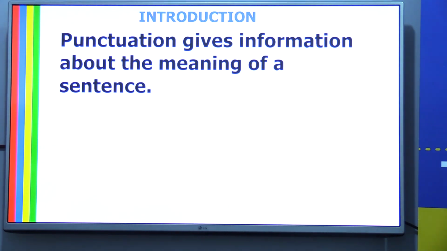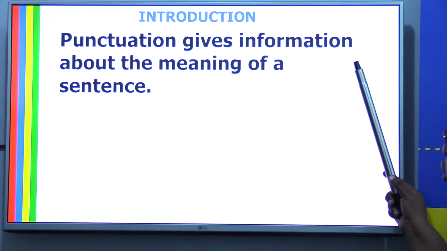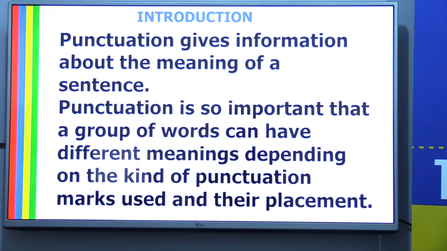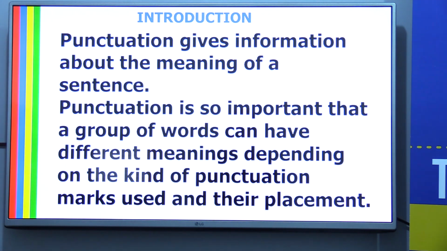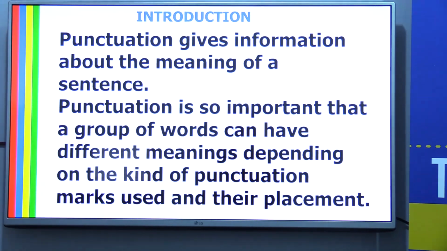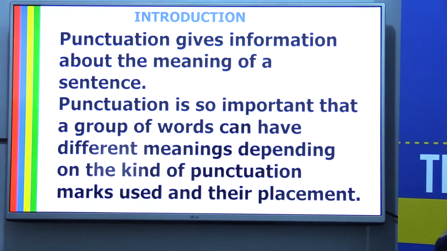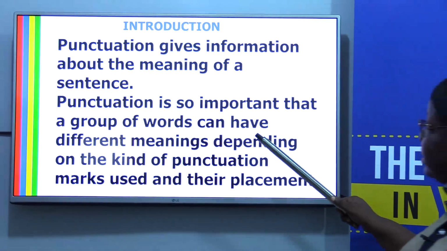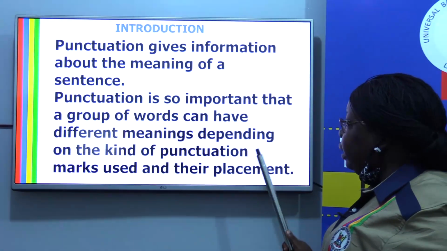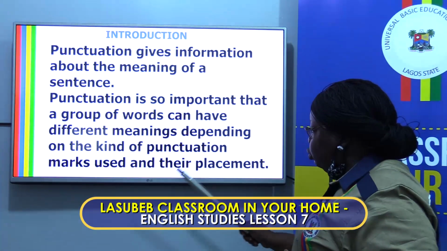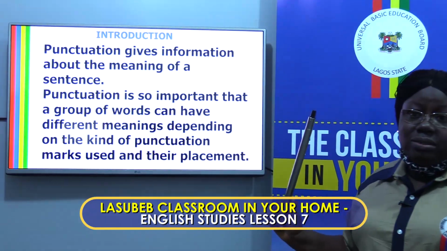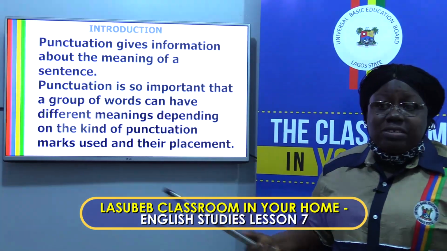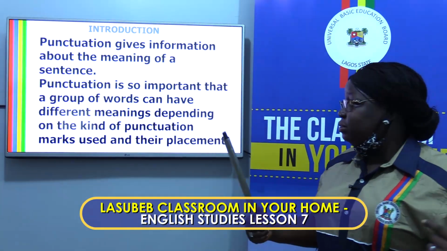What again does punctuation do? Punctuation gives information about the meaning of a sentence. When you put the correct punctuation marks in a sentence, it gives information about the meaning of that particular sentence. Punctuation is so important that a group of words can have different meanings depending on the kind of punctuation mark used and their placement. Let's go further.